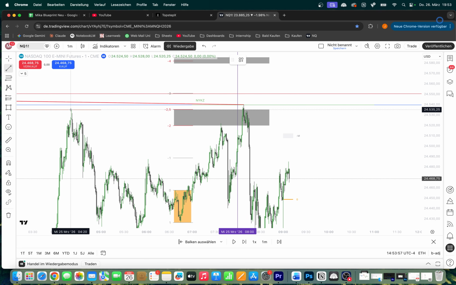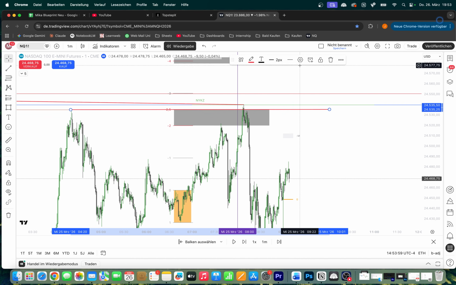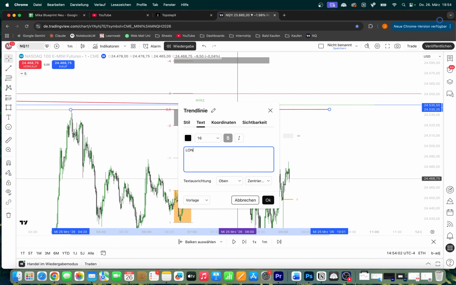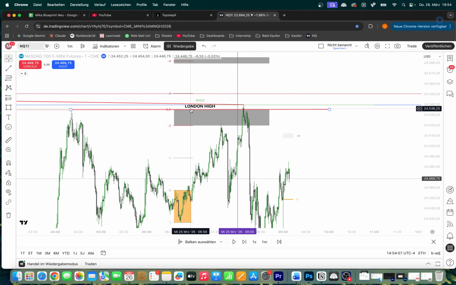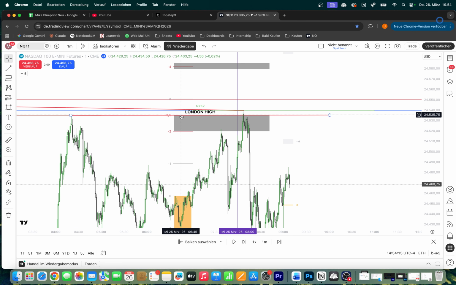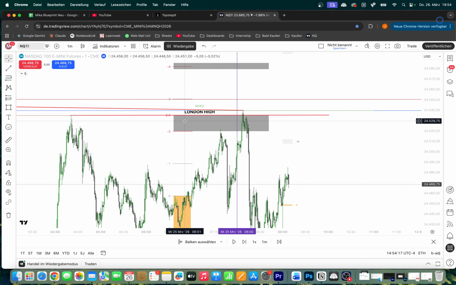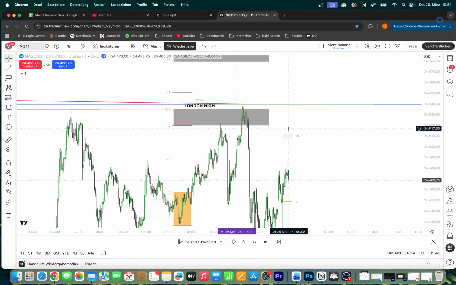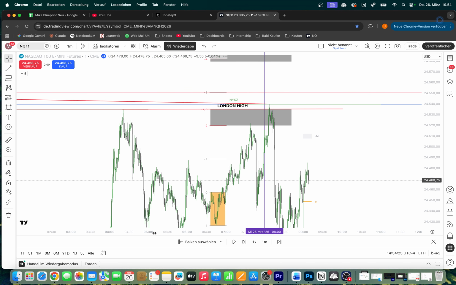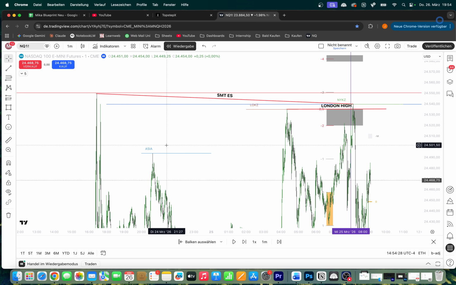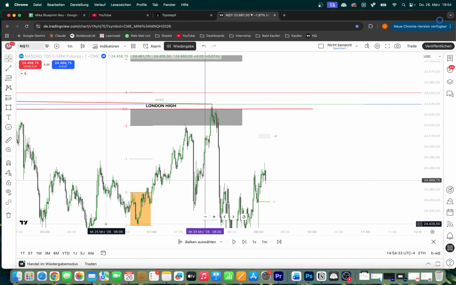This was the London high here. Let me write this down quickly: London high. That's what I want to see. You can see the London high was perfectly around this zone. It doesn't have to be perfectly in this zone; it could also be okay if the London high were a bit higher, but it's perfect like this. That's all I want to see, and this was enough for me to look for shorts around this area. In combination with the SMT, this was a perfect short signal for me.